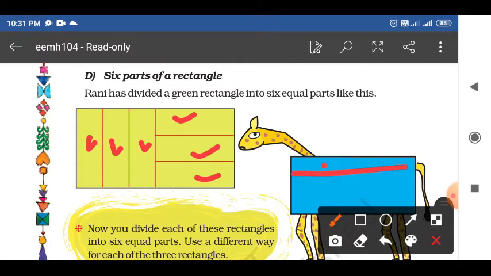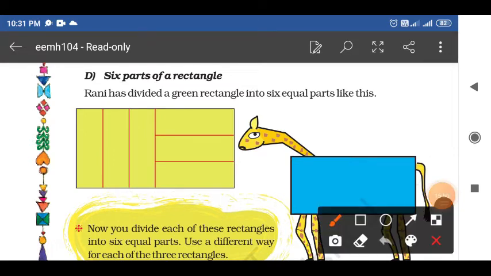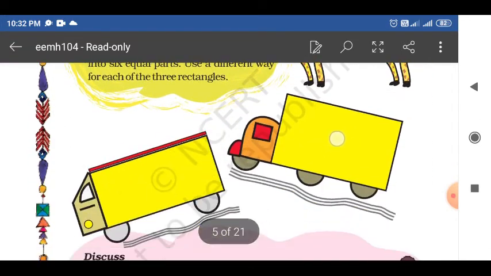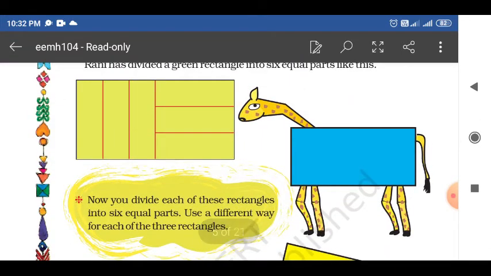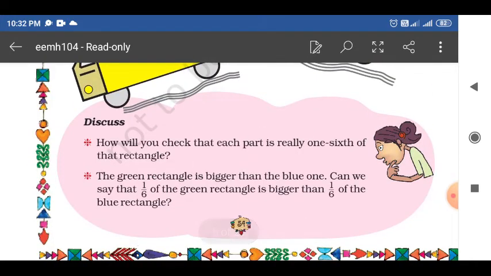You can use a different way. See, first I will divide like this: 1, 2, 3, 4, 5, 6. Like that, 6 equal parts I will divide. Another way you can try. See, first 1, 2, 3, and 1, 2, 3, so 6 equal parts. So like that also you can do. You have to divide into 6 equal parts in a different way. See, 2 ways I have shown. You can identify and do it yourself.